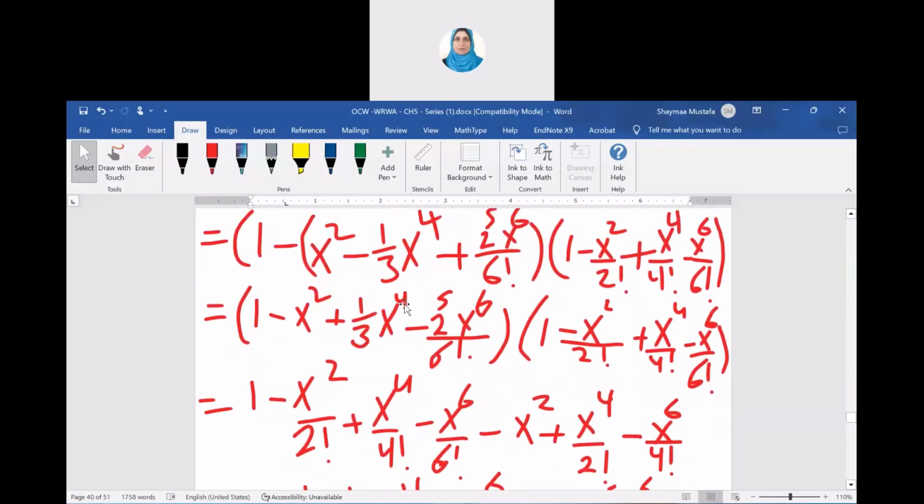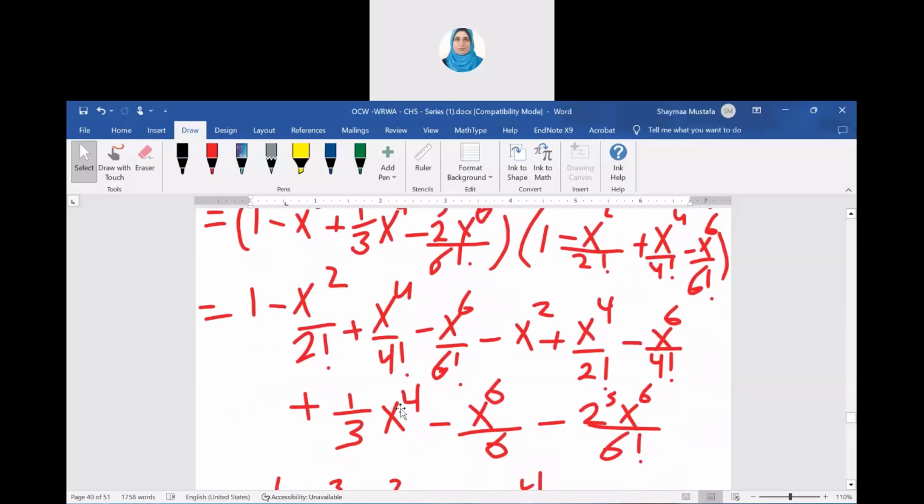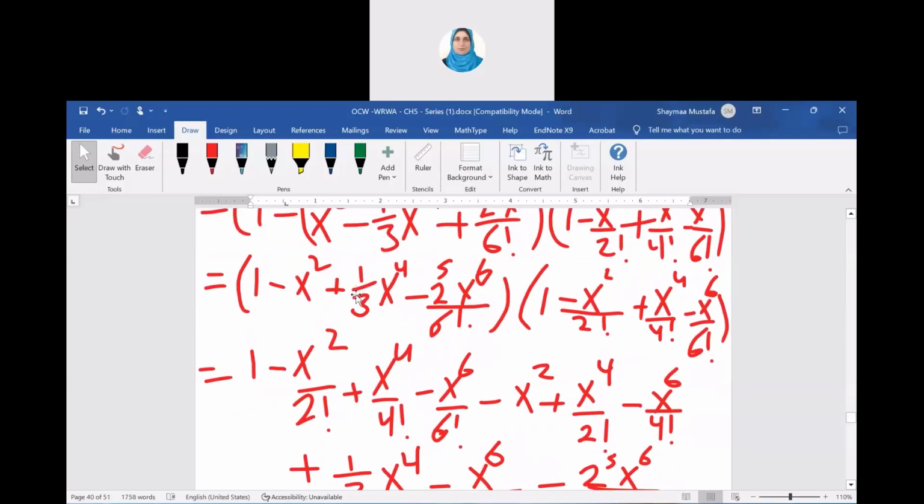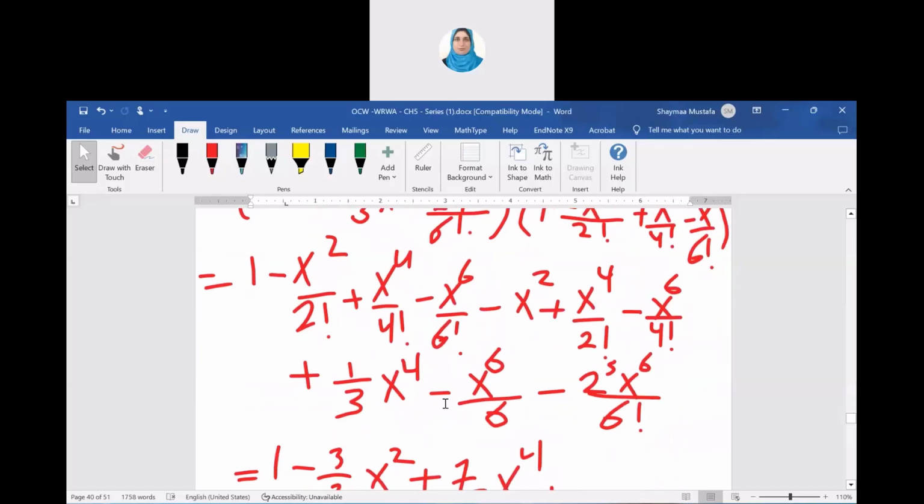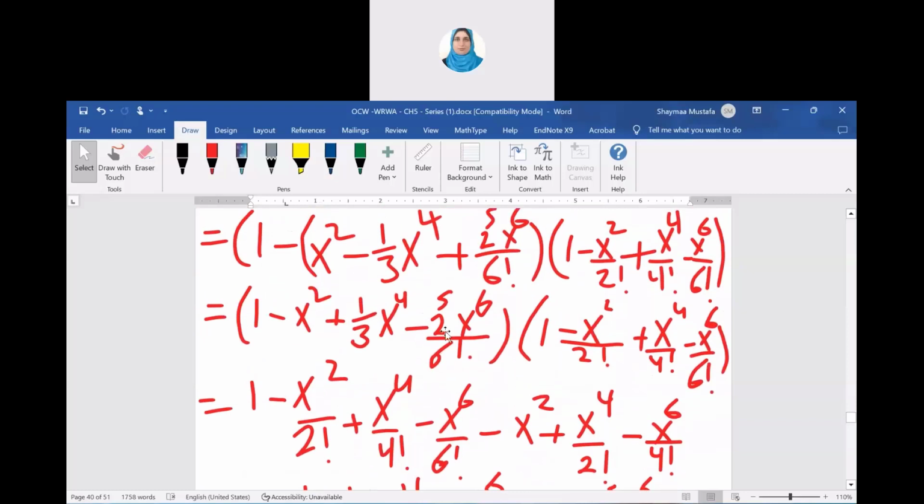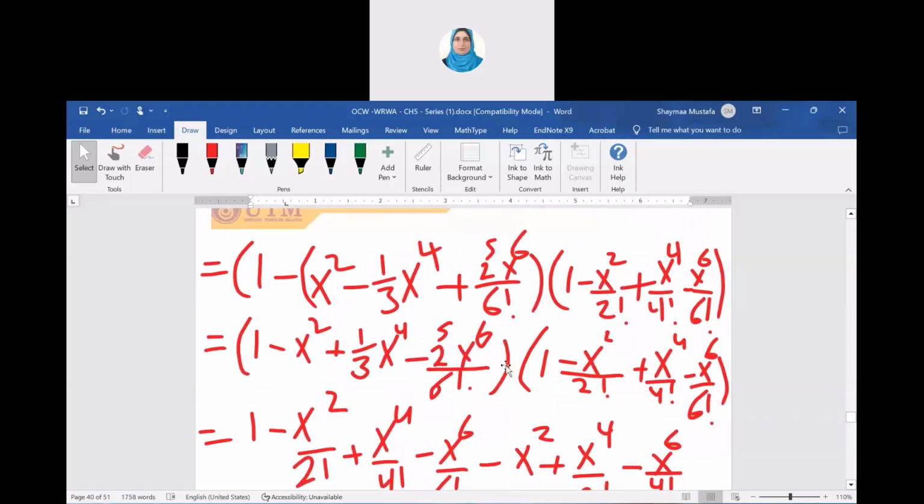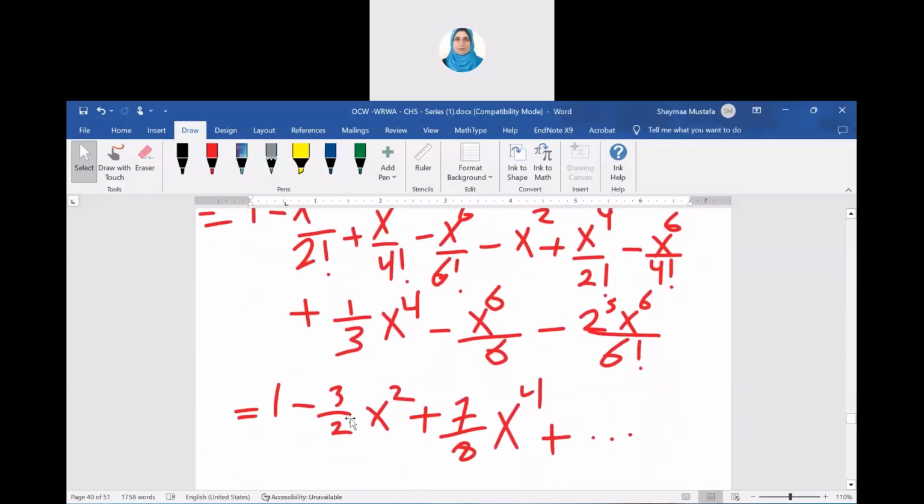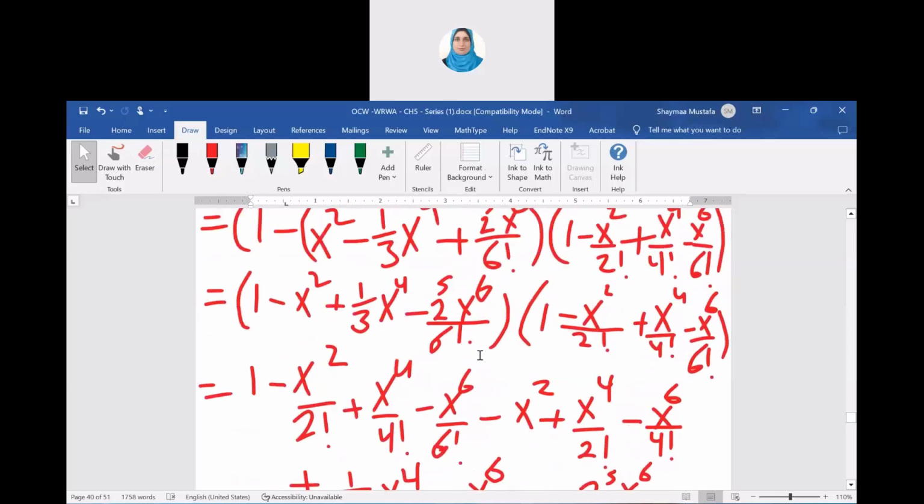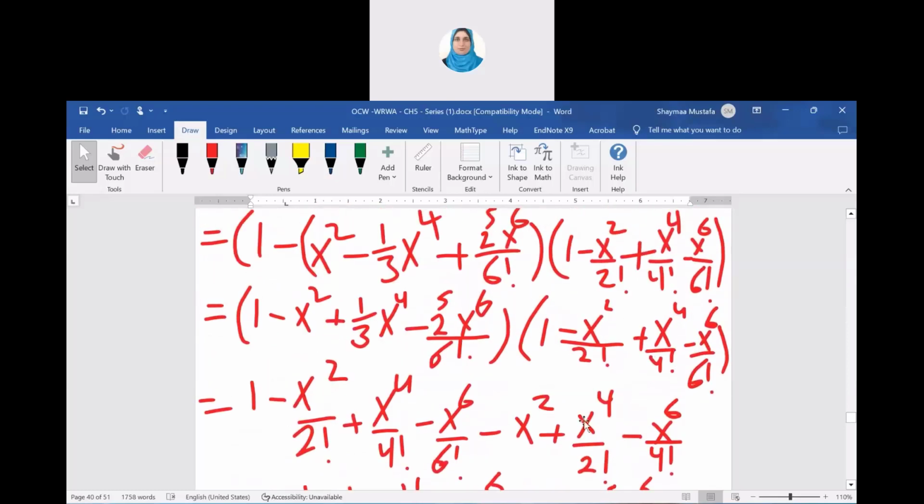Then we multiply 1 over 3 x to the power 4 by 1, which is 1 over 3 x to the power 4. And 1 over 3 x to the power 4 multiplied by minus x squared over 2 factorial is minus x to the power 6 over 6. And finally, we multiply the last term by 1 only. So the highest power I need is 6 because it is enough to get 4 terms. No need to go for x to the power 8 and so on.